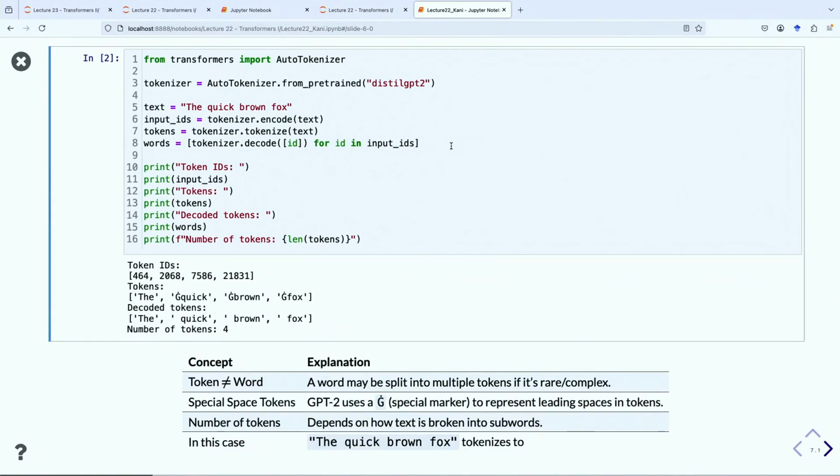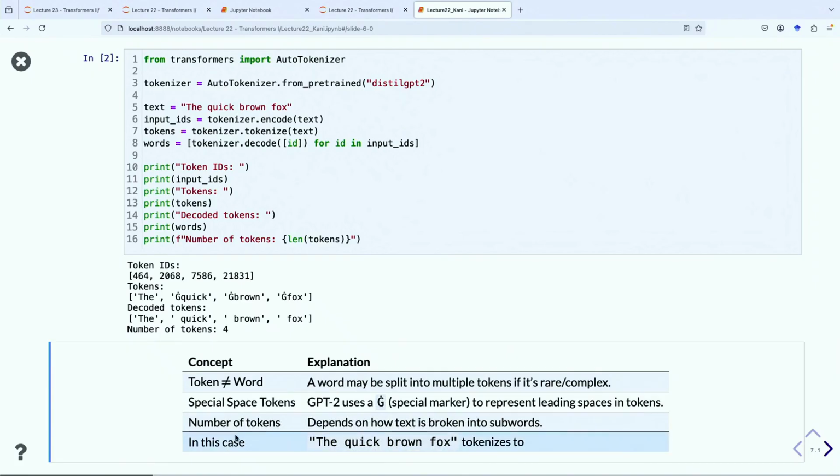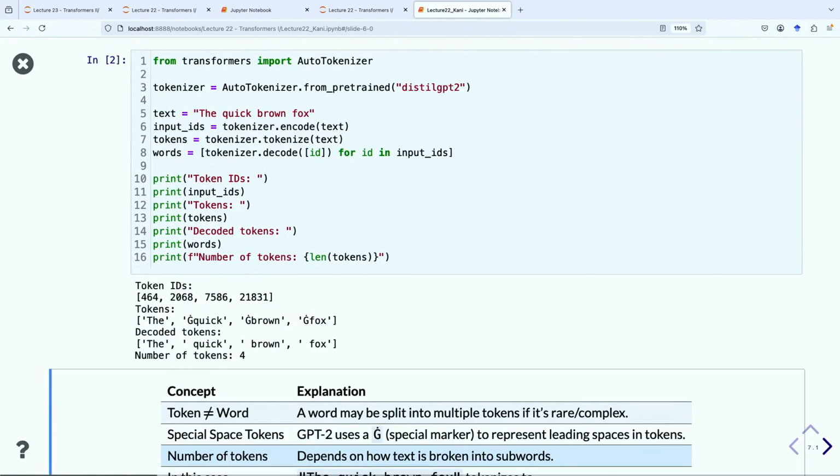A couple things to keep in mind. Tokens are not equal to words. GPT-2 uses a special character to represent leading spaces. The number of tokens depends on how the text is broken into subwords. In this particular case, we're very lucky: each word in the text corresponds to a particular token. That's not necessarily always the case.